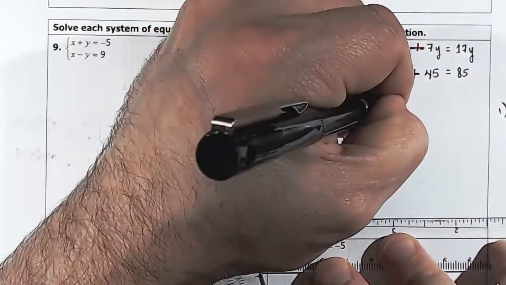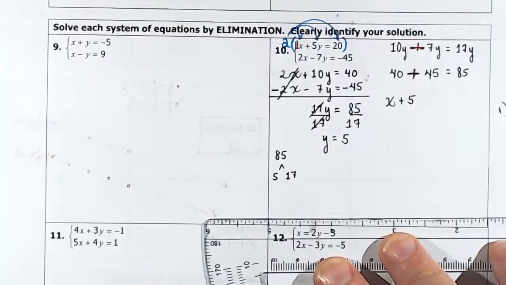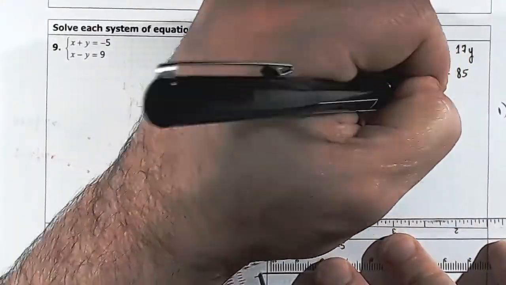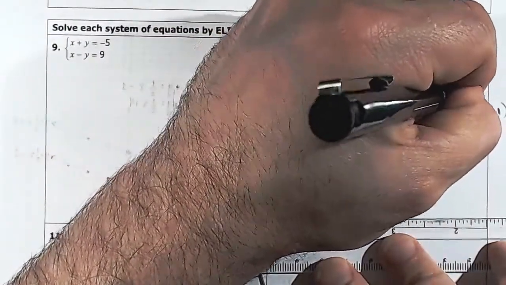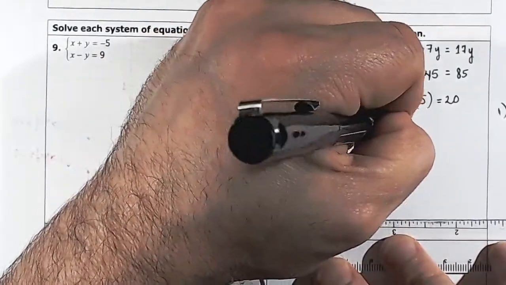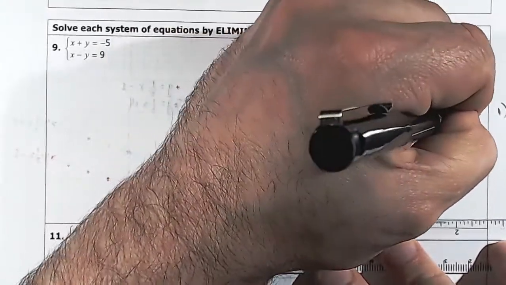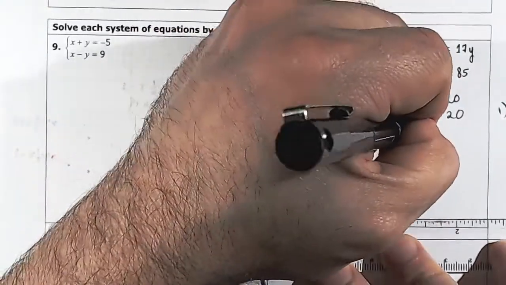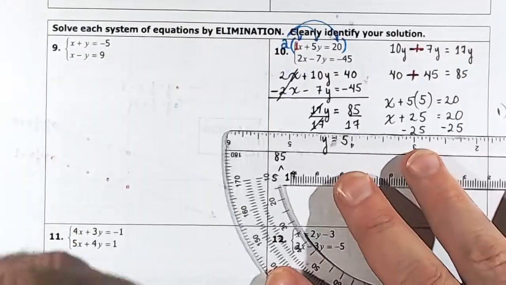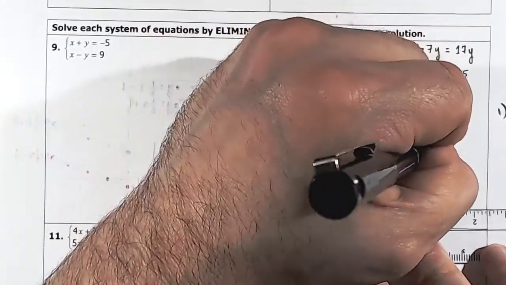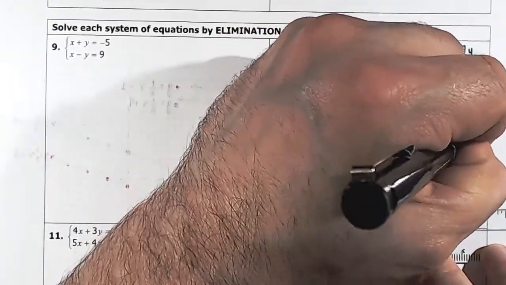So I will write x plus 5, open parentheses, 5, close parentheses, equals 20. All right, so now I have x plus 5 times 5 is 25 equals 20. You can subtract 25 from both sides. Cancels on the left. I have x equals 20 minus 25, and that's negative 5.